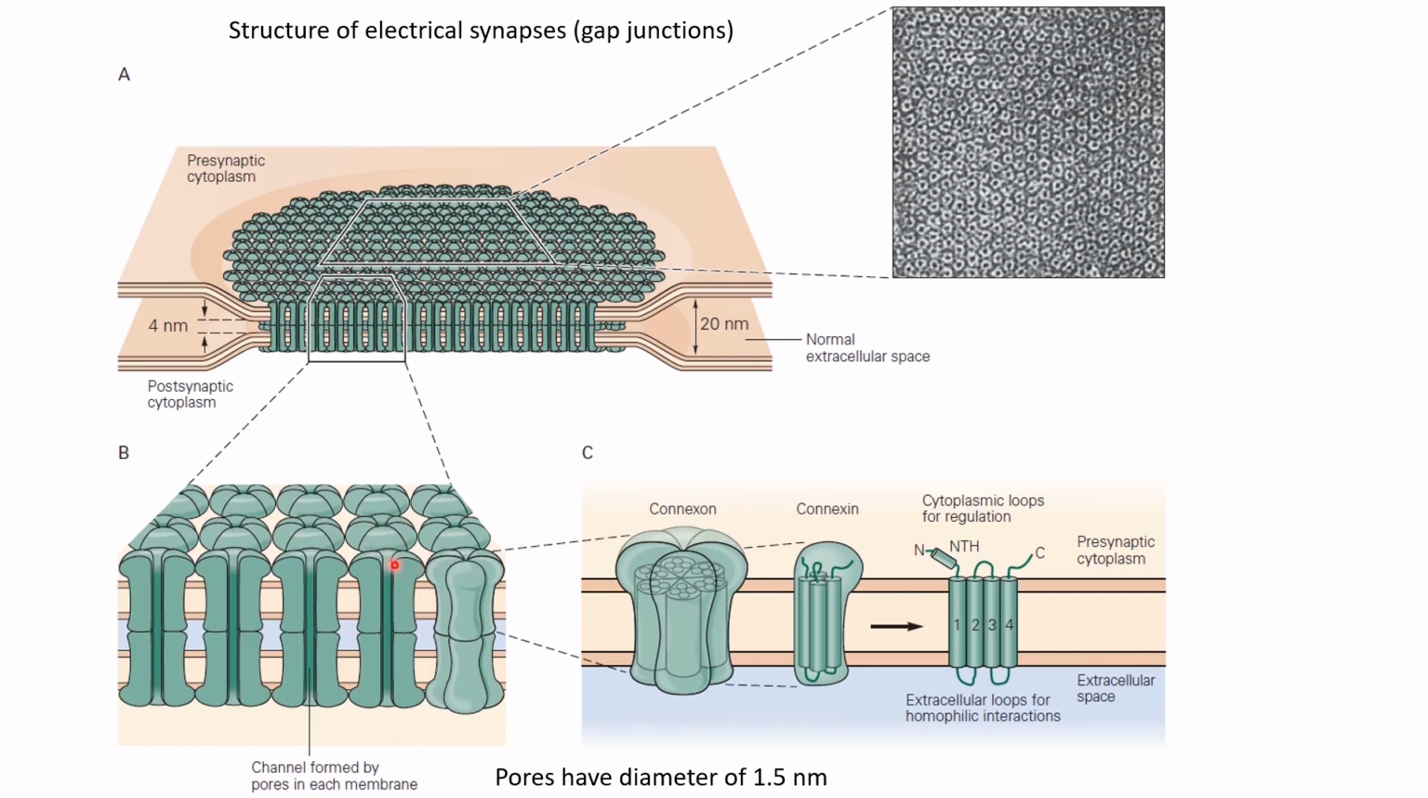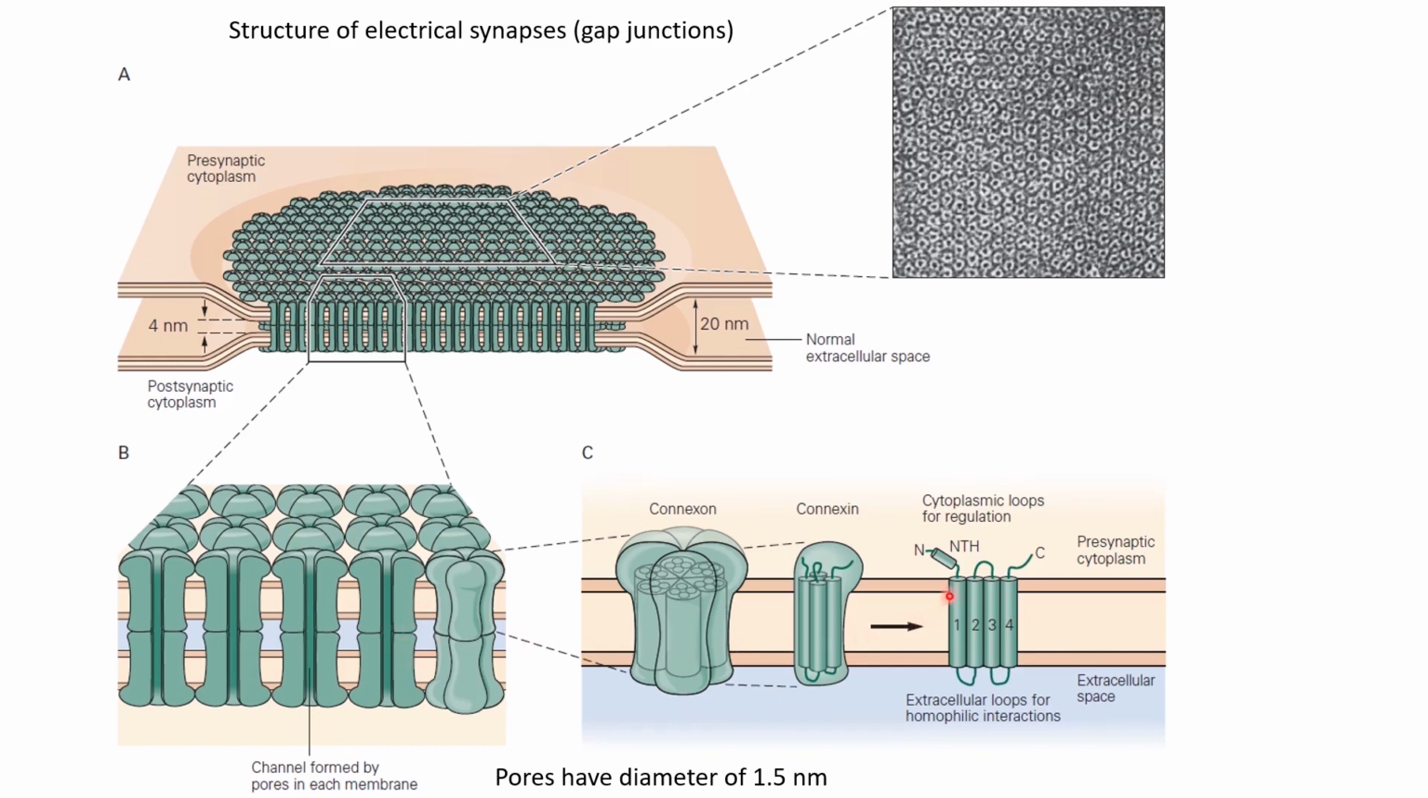These pores have a 1.5 nanometer diameter, which is big enough for ions to pass through. And you don't want ions to be passing into the extracellular space through a large pore. The way these two hemichannels align together is because of interactions between the two units here.